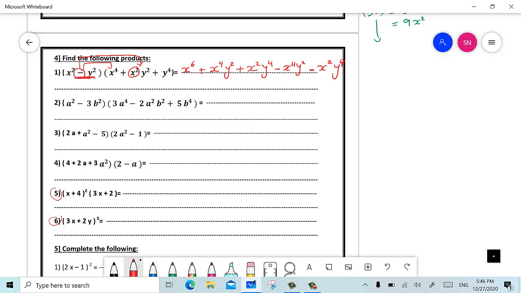The last thing, I'm going to multiply now negative y squared by y to the power of 4. Again, same variables, so when I have same variables, I add the powers when I am multiplying. So it is going to be negative y to the power of 6.